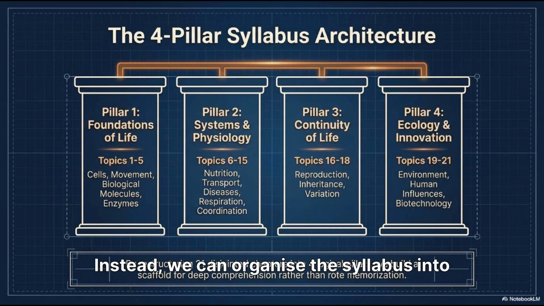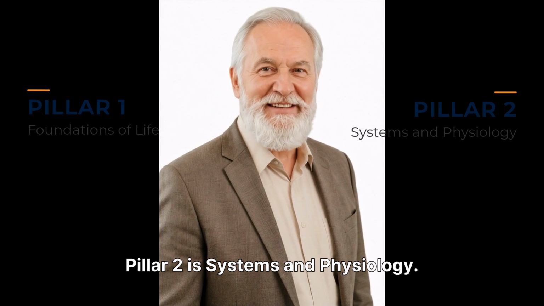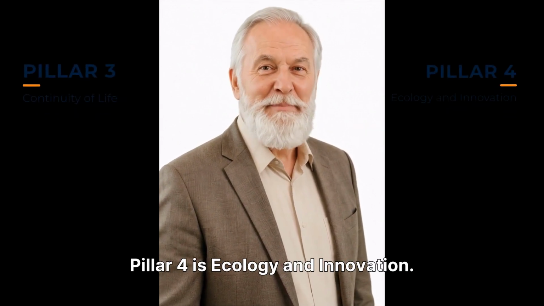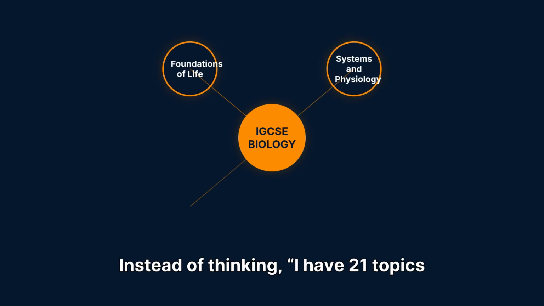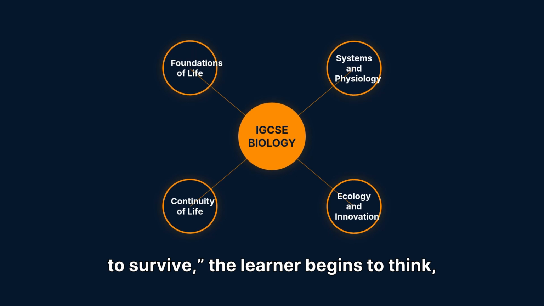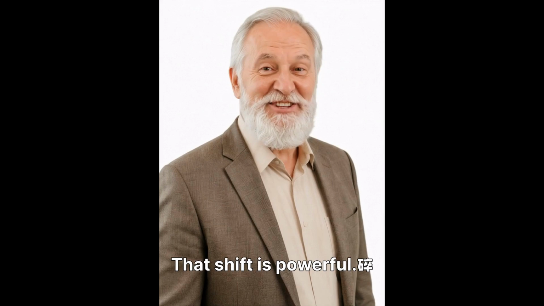One of the best ways to make biology manageable is to stop seeing it as 21 disconnected chapters. Instead, we can organize the syllabus into 4 major pillars. Pillar 1 is Foundations of Life. Pillar 2 is Systems and Physiology. Pillar 3 is Continuity of Life. Pillar 4 is Ecology and Innovation. This 4-pillar structure gives learners a mental map. Instead of thinking, I have 21 topics to survive, the learner begins to think, I have 4 connected areas to master. That shift is powerful.